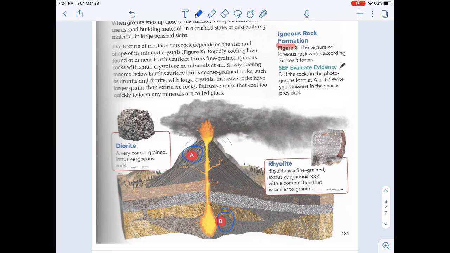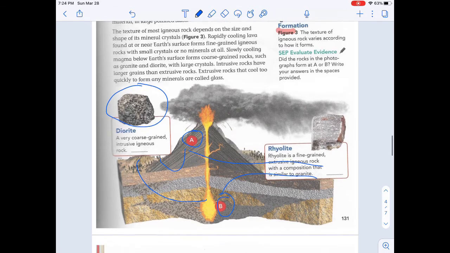So you have to decide, you have to match A and B where they go. So maybe B goes here, maybe A goes here. Where do you think these 2 rocks formed? So take a look at the rocks, look at the size of the crystals and other clues, and from the reading, see if you can determine where those rocks formed.